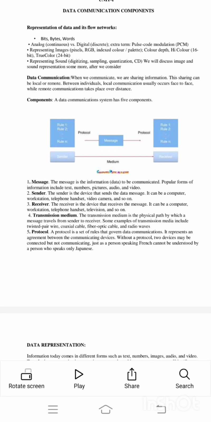Receiver. The receiver is the device that receives the message. It can be a computer, workstation, telephone handset, television, and so on. Transmission medium. The transmission medium is the physical path by which a message travels from sender to receiver. Some examples include twisted pair wire, coaxial cable, fiber optical cable, and radio waves.